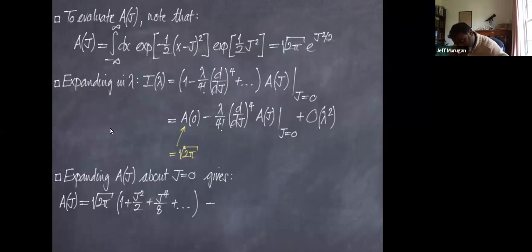So that if I take 4 derivatives, d4 by dJ to the 4 acting on this A of J, and then I set J equal to 0, okay, that's going to be 4 times 3 times 2 times 1, which is what we call 4 factorial, divided by 8 times square root of 2 pi, plus terms containing at least one J.